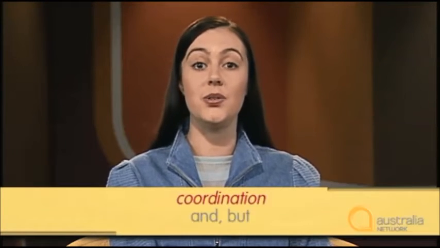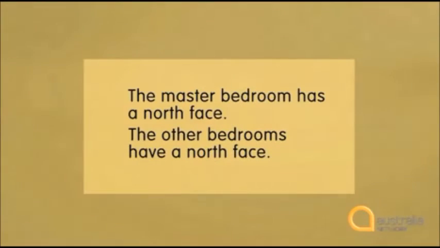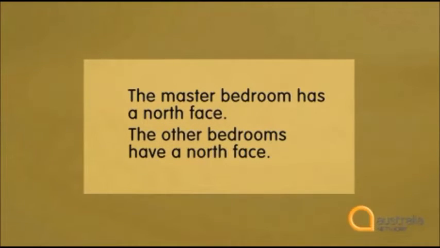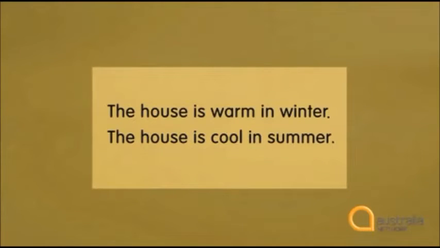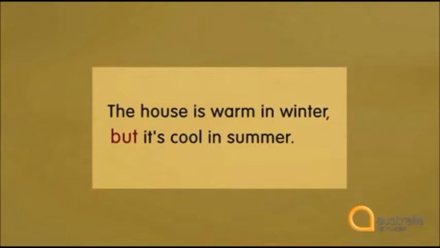Now let's practice that. Join these simple sentences to make compound sentences using coordination. Here, try to use "and" "but". The master bedroom has a north face. The other bedrooms have a north face. The master bedroom and the other bedrooms have a north face. And here's another one. The house is warm in winter. The house is cool in summer. The house is warm in winter, comma, but it's cool in summer.